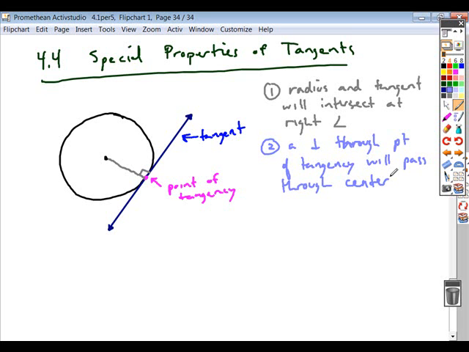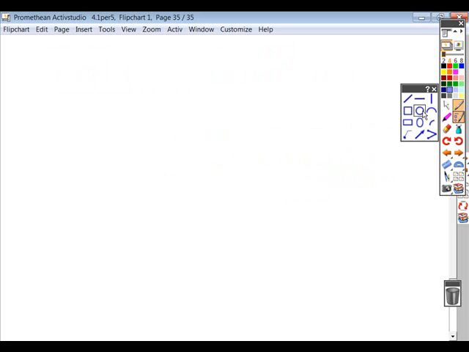Now these two relationships allow you to do a couple other constructions that you're going to be asked to do in this section. So one of those constructions will be the following.